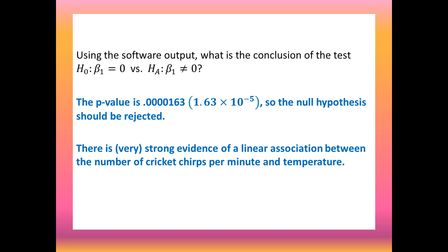The p-value from the slope row is very small. It's listed in the table as 1.63 e negative 5, which is the way that a lot of software writes scientific notation. 1.63 e negative 5 is the same thing as 1.63 times 10 to the negative 5th, or written without scientific notation, 0.0000163. No matter what your alpha is, you're going to reject the null there. Any conventional alpha, 0.05, 0.1, 0.01, the p-value is far smaller than that. With a p-value that small, there is very strong evidence of a linear association between the 2 variables, the number of cricket chirps per minute and temperature.